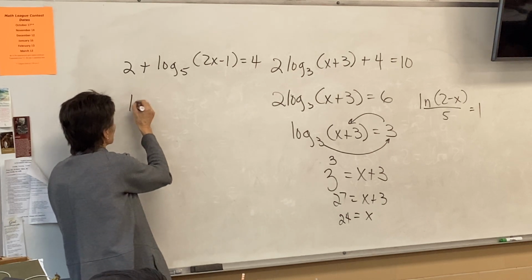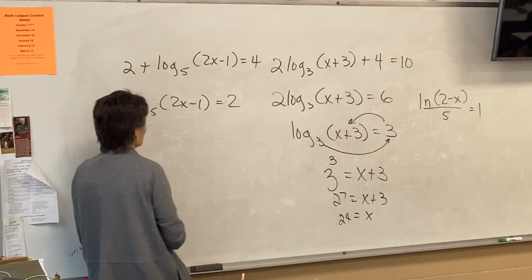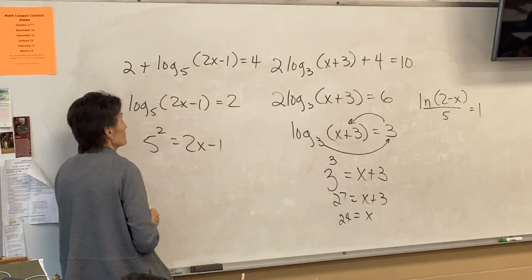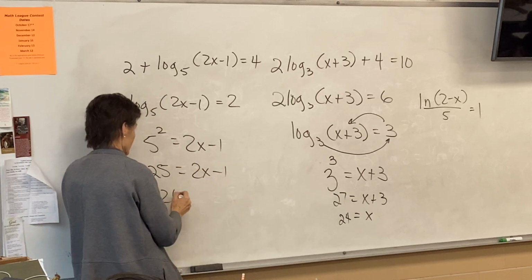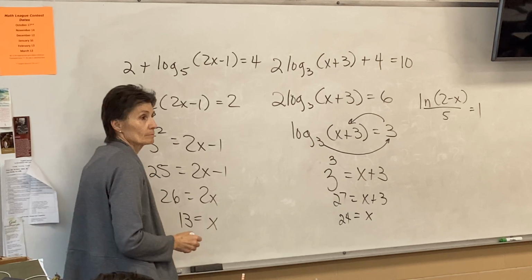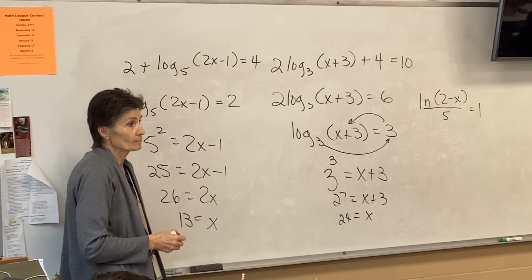So first I subtracted the 2. Yep, that's in front. Then I log rolled it. So I got 5 squared equals 2x minus 1. And then 25 equals 2x minus 1. And I added the 1, and then divided it by 2 to get 13. Beautiful. Everybody okay with that?